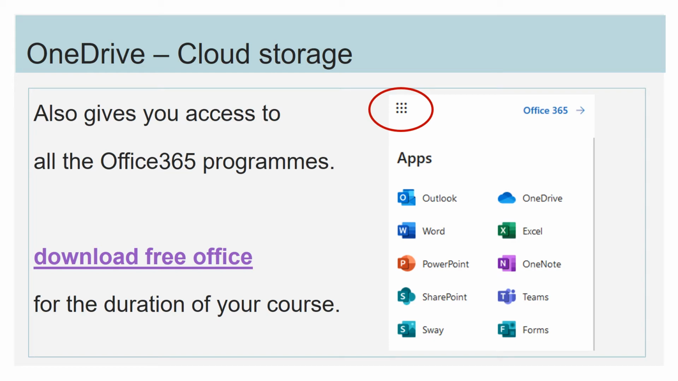OneDrive is our cloud storage. Some of you may have come across OneDrive before. You may have used something like Google Drive, and basically it's an online cloud storage. It means that as long as you've got access to the internet, you can get into all your files wherever you are. You don't need to be carrying around USB pen drives that are very easy to lose and risk losing all your work. It also means you can collaborate with other people, you can work on documents in a group if that's required. And you can download the free Office suite for the duration of your course and get access to all those different packages.